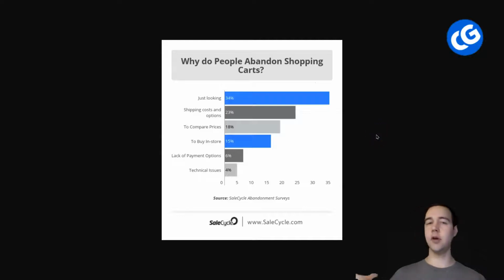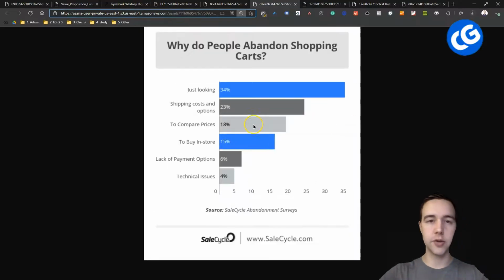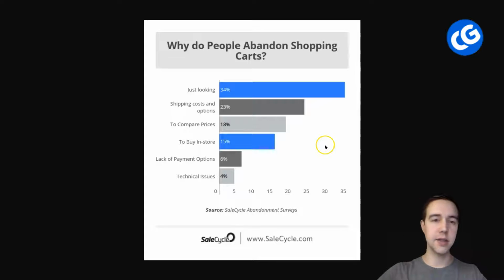All right, but cart abandonment is an interesting area because there's a lot of research on it. And this is a very common thing that people have various different reasons for abandoning their carts. So some people are just looking. Some people have shipping cost and options problems. Some are just comparing prices. Some want to purchase elsewhere. Payment options, technical issues, a lot of different things.